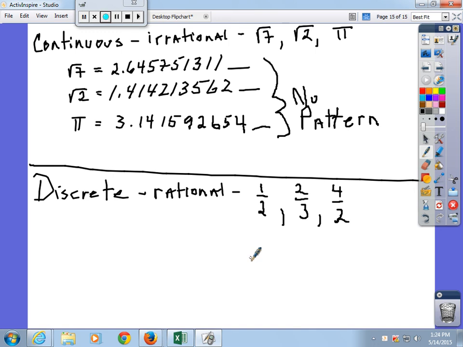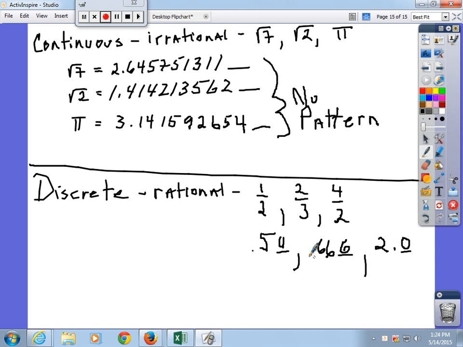Okay, what's 1/2? Can you tell me what that next digit is? 0. How about 2/3? Can you tell me what that next digit is? And 4 over 2. Can you tell me what the next digit is?